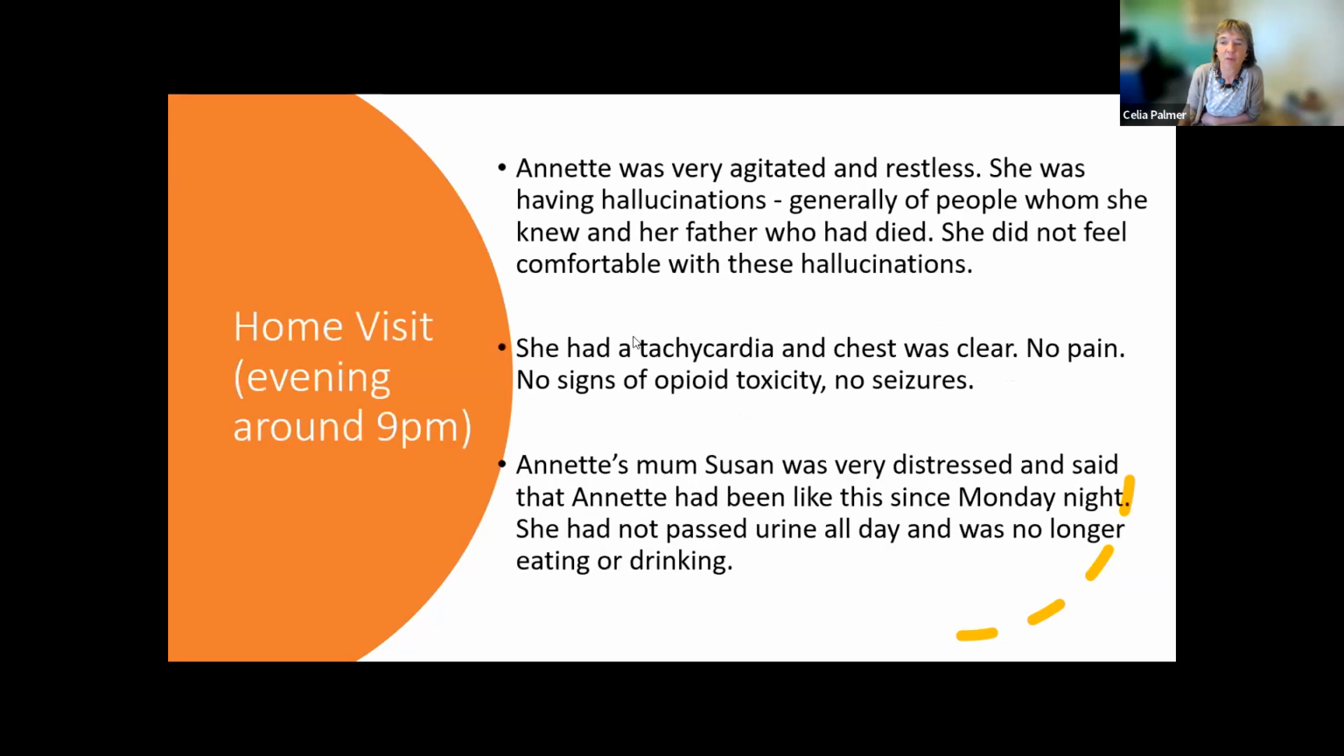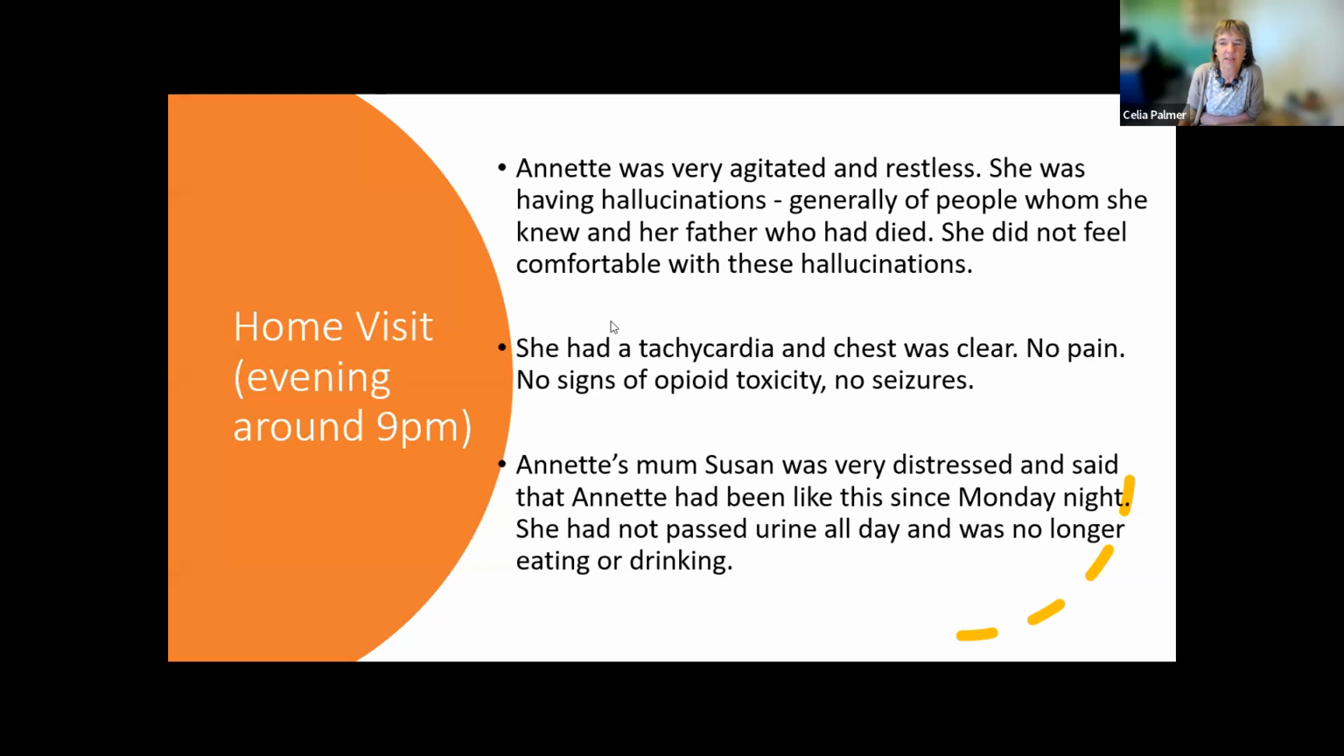So one evening I had a call because Annette had become very agitated and extremely restless. When I arrived, she was certainly moving about the bed and seemed very distressed. She described having visual hallucinations, generally of people she knew, and in particular her father, who had died, and she didn't feel at all comfortable with those hallucinations and really wanted to be more relaxed.